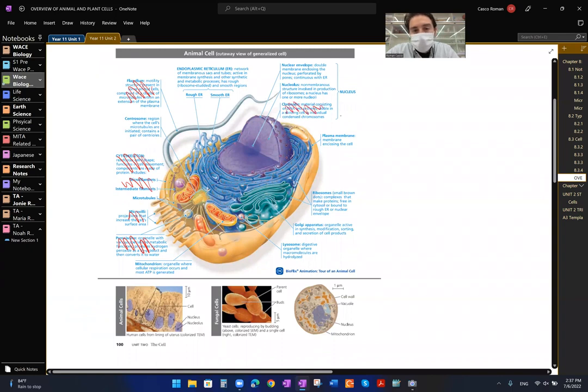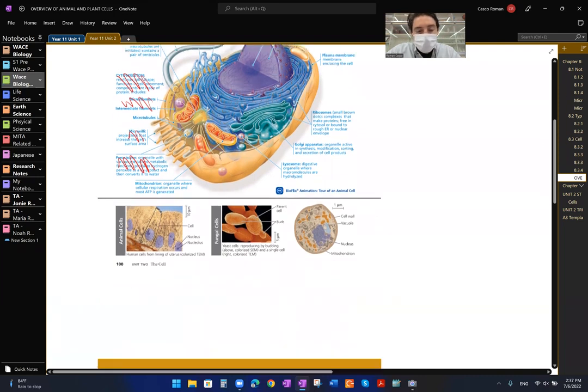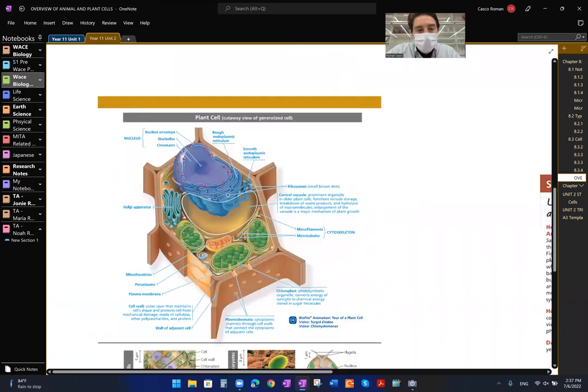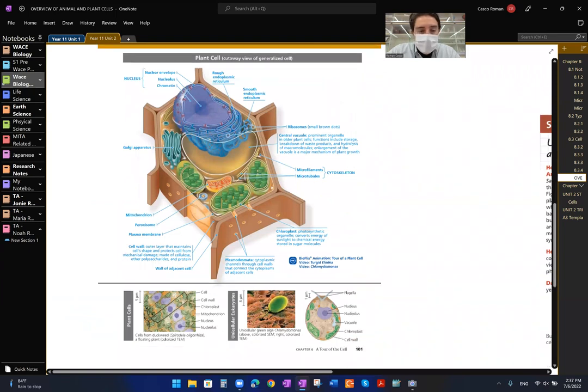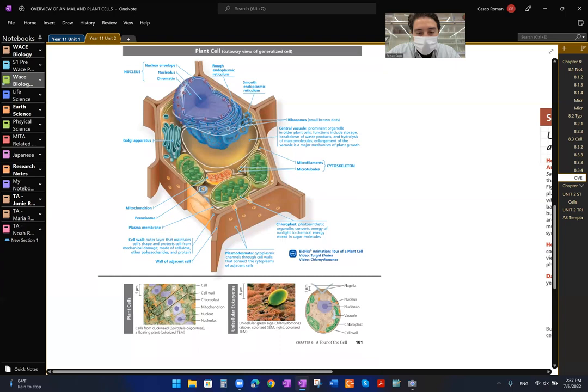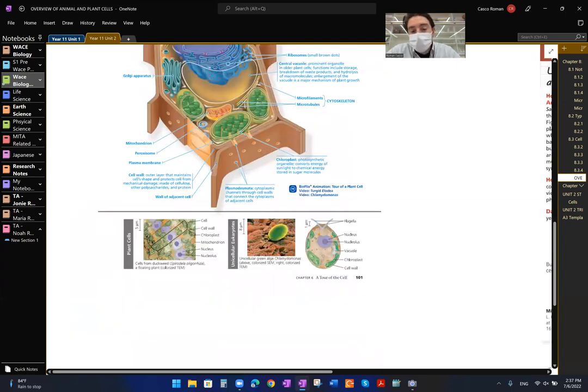And chromatin, at least for now, you don't need to know that. I will explain that in more detail. All right, so you have the animal cell and you have the plant cell, which you can take a better look at. There are some examples here of unicellular eukaryotic cells, okay?